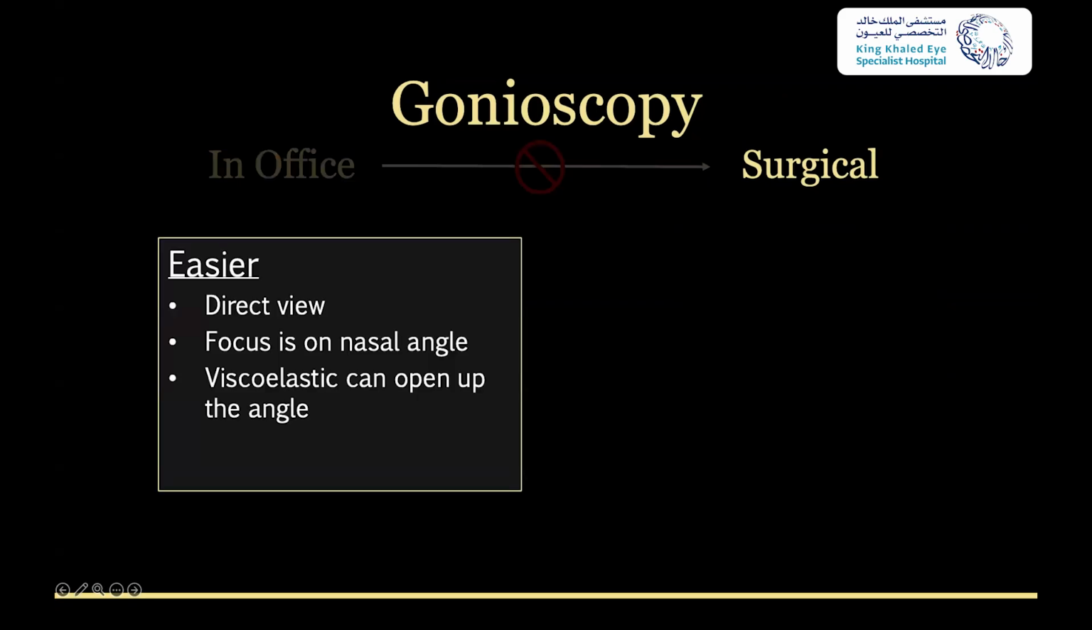There are a couple of things that make surgical gonioscopy easier, and that is that you get this direct view. You don't have to work on flipping mirrored images in your mind. The focus is primarily on the nasal angle for a lot of these things. I think that you really need to know what's going on in the rest of the 360, but really most of your work is going to be done in one angle. And the other thing is there's really no such thing as narrow angles when you're in the operating room, because viscoelastic can open up the angle as long as there's not synechiae, etc.